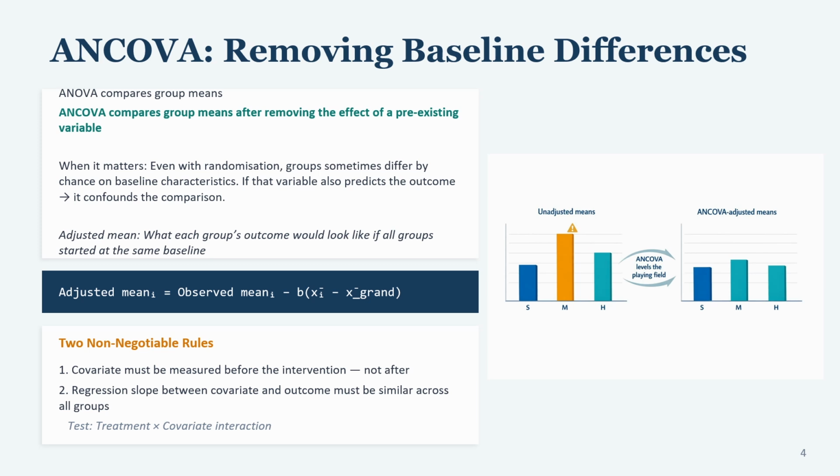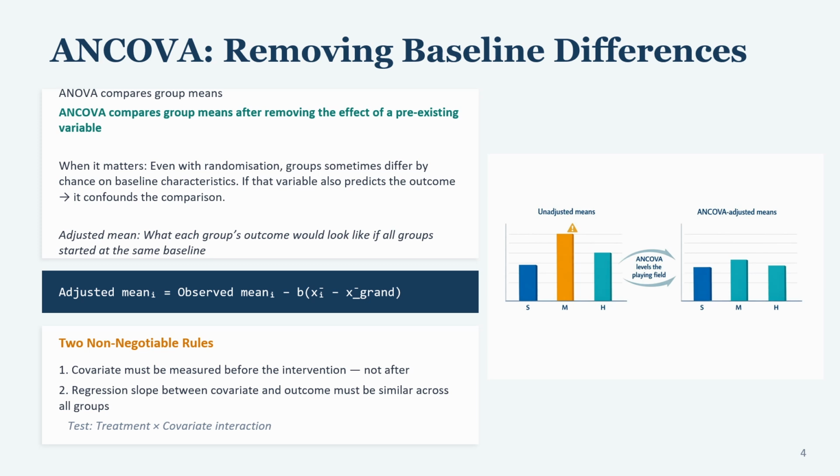Even after randomization, chance imbalances in baseline characteristics occur. If those baseline characteristics also predict the outcome, they confound the comparison between groups. Imagine you're comparing 3 calcium supplementation protocols in fresh cows. By chance, one group's cows had higher pre-calving serum calcium. That baseline advantage makes that protocol look better in a plain ANOVA, even if the protocol itself did nothing.